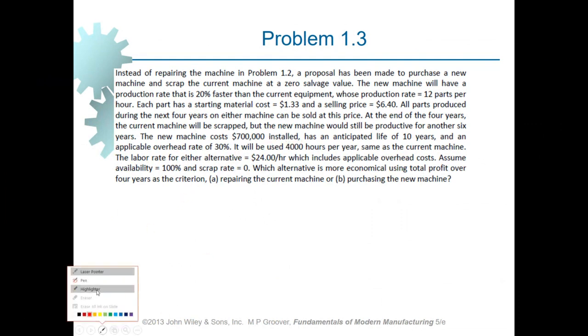How much is it going to cost us? It's going to cost us $700,000 installed, the new machine. But instead of 4 years, it will be working for you for another 10 years, brand new machine. And there is an overhead cost of 30%, this much, for the brand new machine. It will again be working for you for 4,000 hours a year for 10 years.